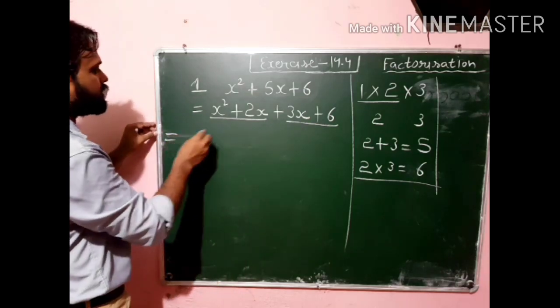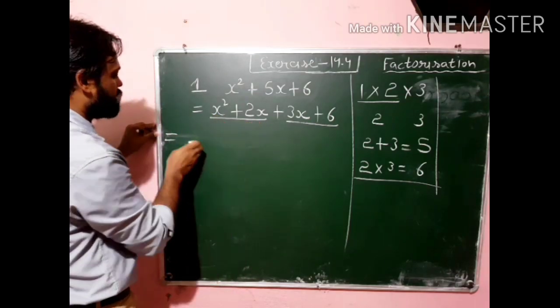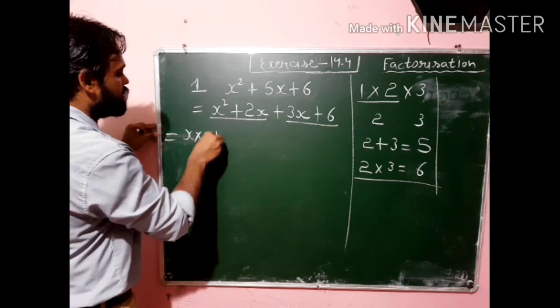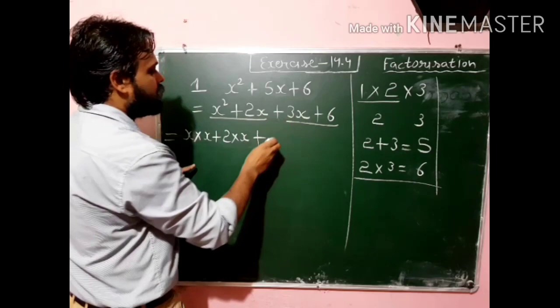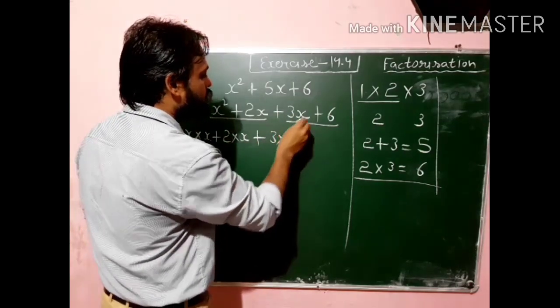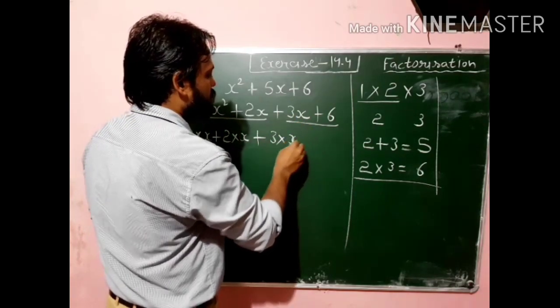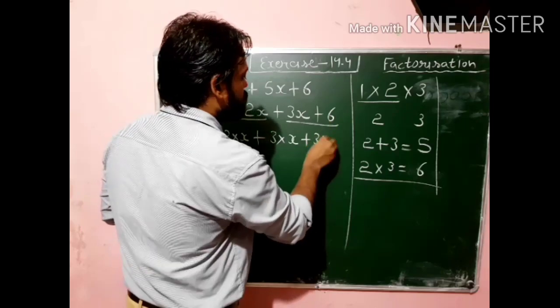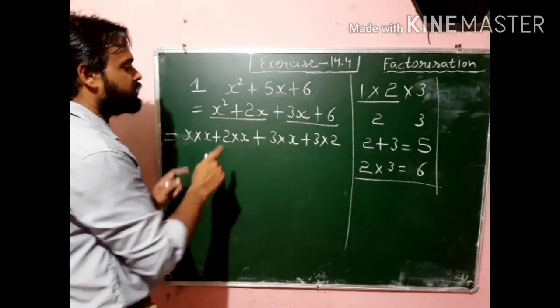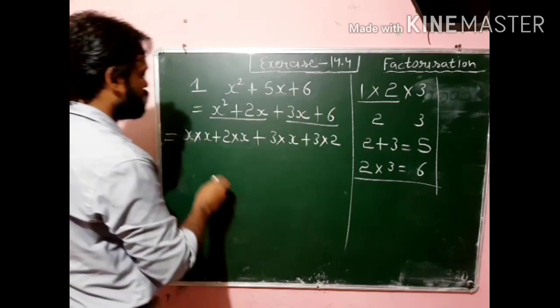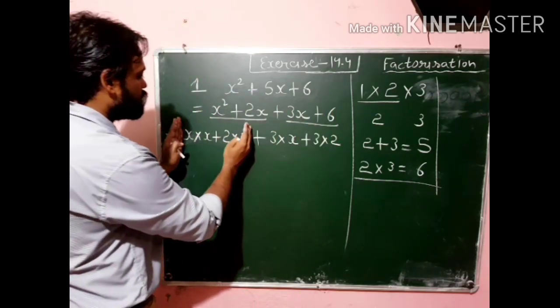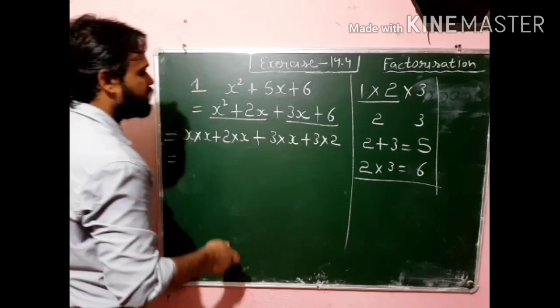Now how can we solve? First of all, we have to make the factors of this group: x into x, then plus 2 multiplied by x. We also have to make the factors of this group: it becomes 3 into x, and then plus 6 is 3 into 2. So in this way we can make the factors of the first group and also the factors of the second group. Then we solve this group separately and this group separately.